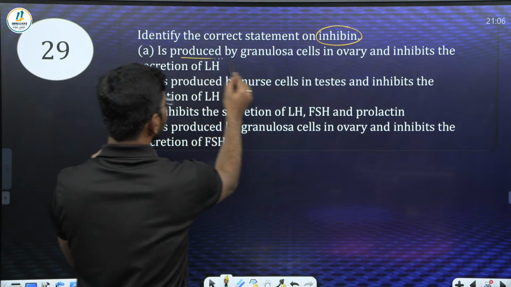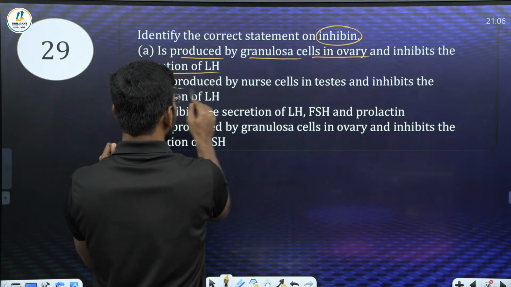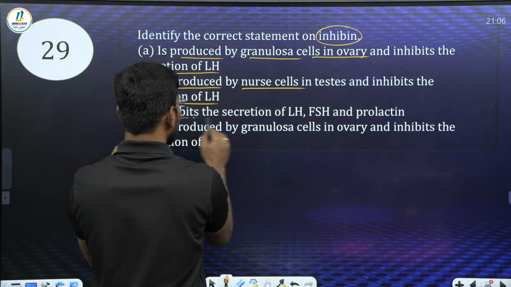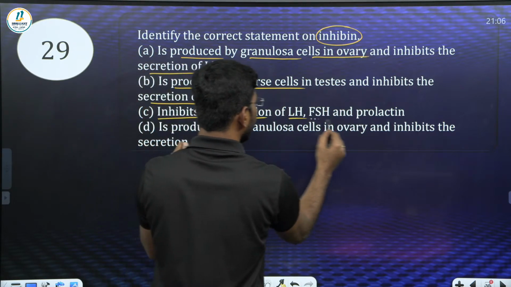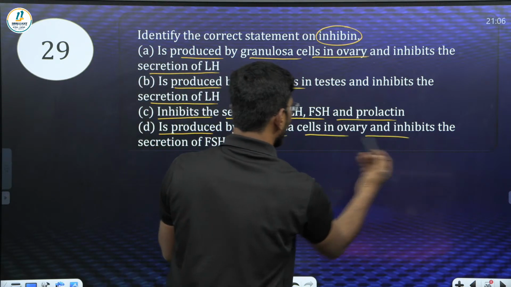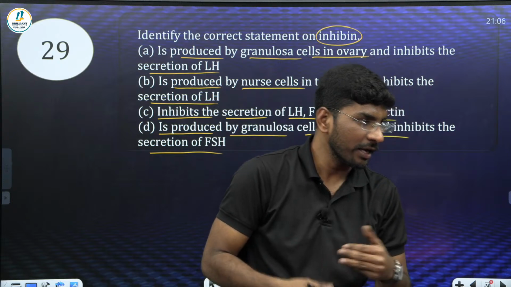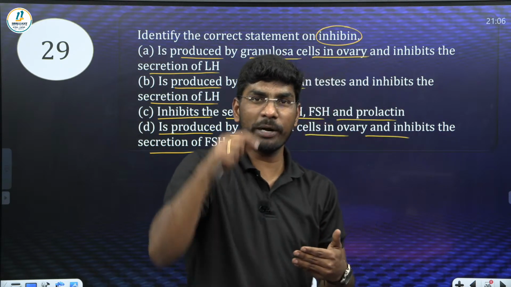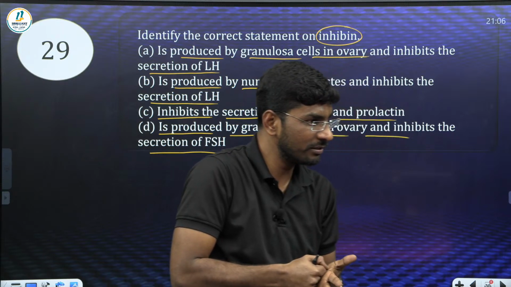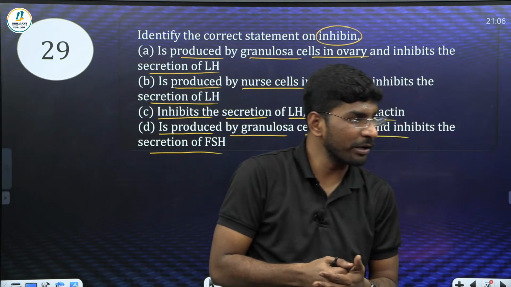Inhibin is produced by granulosa cells of the ovary and inhibits the secretion of LH. It is produced by the Sertoli cells of the testis and inhibits the secretion of LH. It inhibits the secretion of FSH, LH and prolactin. It is produced by the granulosa cells of the ovary and inhibits the secretion of FSH. Can any one of you give me the answer? Good. But why the question mark, my dear? Yes, good, good beta. What about others?